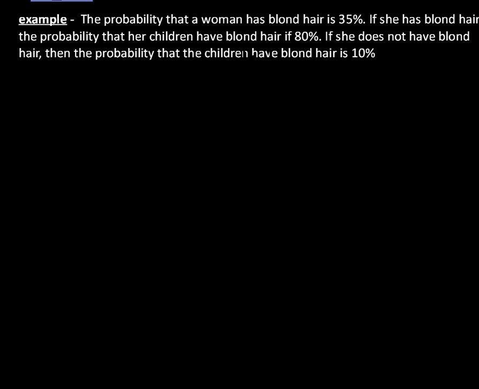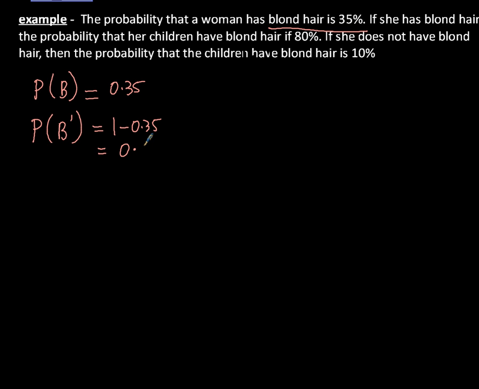Okay, let's go and have a look at one more problem here. All right. The probability that a woman has blonde hair is 35%. So I'm just going to write these down as we go. Probability of blonde, and because it's a percent, let's write it as a decimal, 0.35. So what's the probability that she does not have blonde hair, the complementary event? Well, of course, that's going to be 1 minus 0.35, isn't it? Which is, what, 0.65.